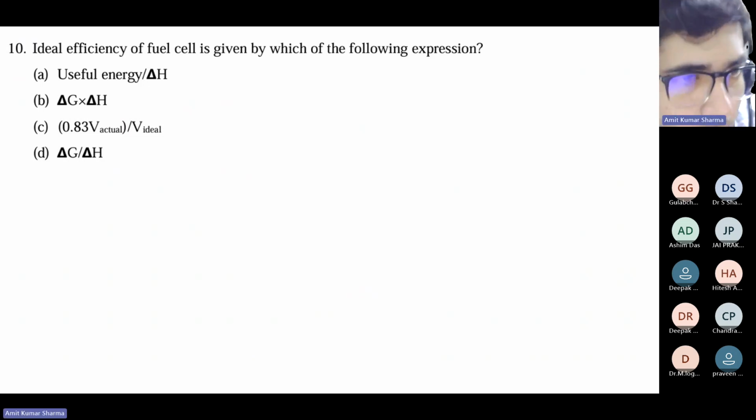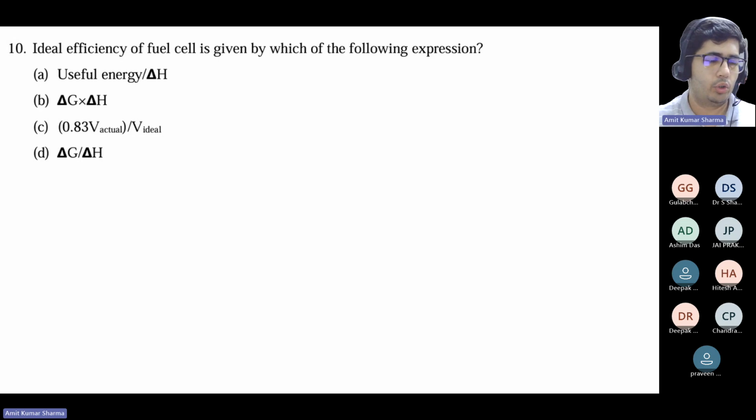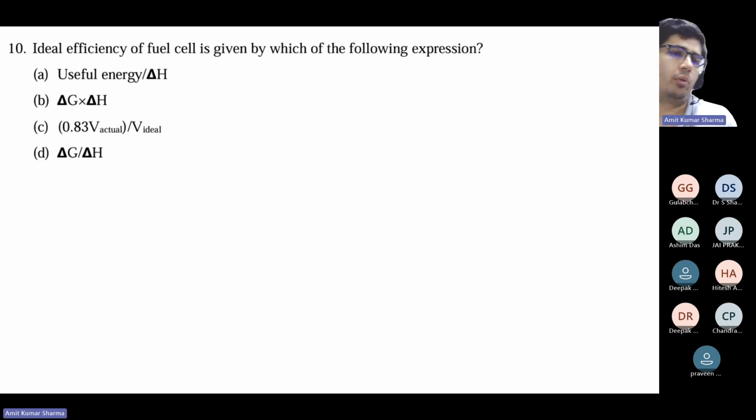The ideal efficiency of a fuel cell is given by which of the following expressions: A, useful energy upon delta H; B, delta G multiplied by delta H; C, 0.83 V actual upon V ideal; and D, delta G by delta H.